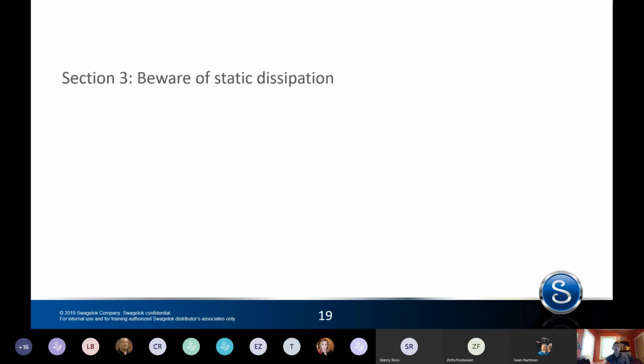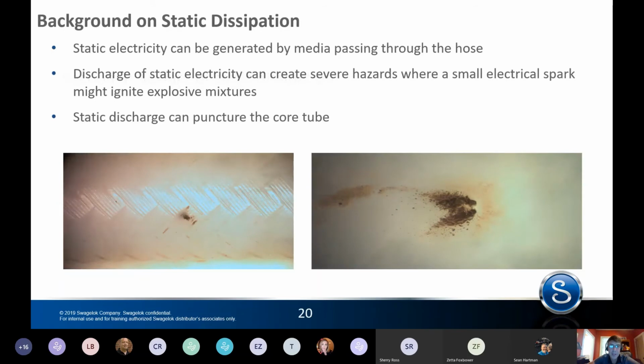Okay, so the second most common failure mode we see is something called static dissipation. And this is maybe a little more complex, but what this is, is PTFE or Teflon core hoses. What we see is a pinhole leak that happens very commonly. We get this back all the time, and what these pictures show are small spark points that happen through a Teflon core hose, and it causes a pinhole leak.